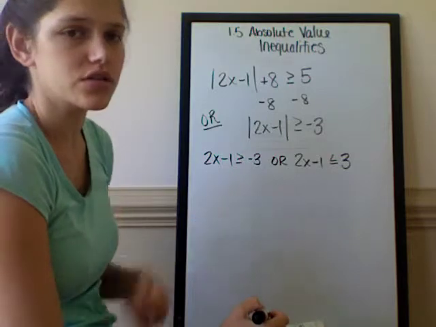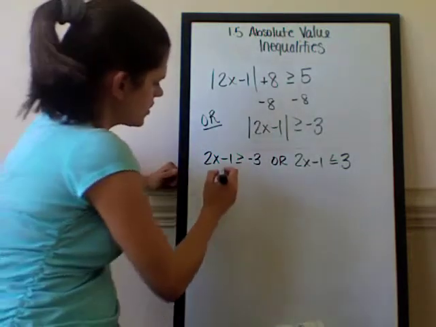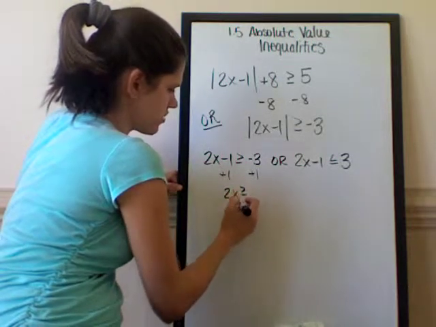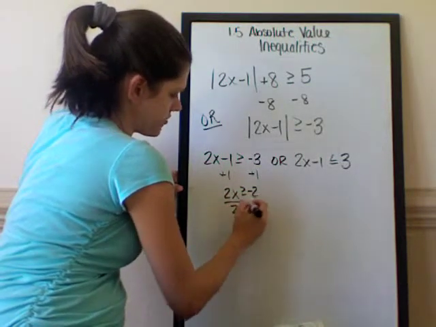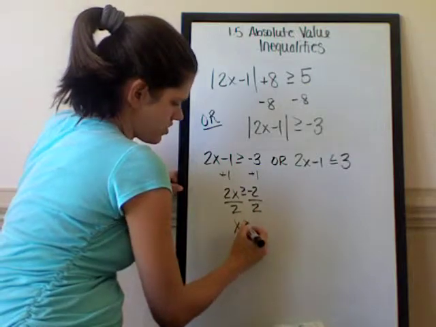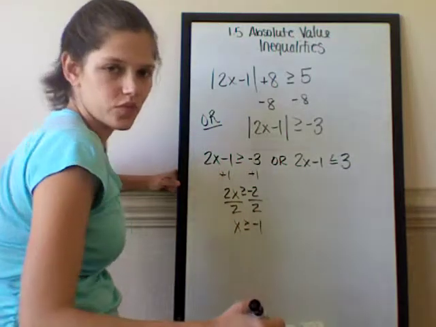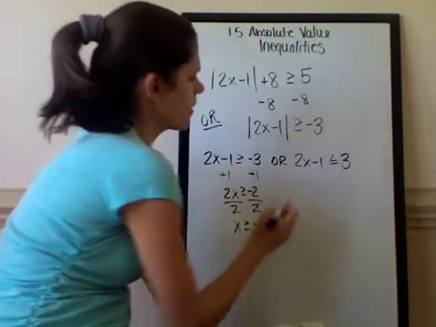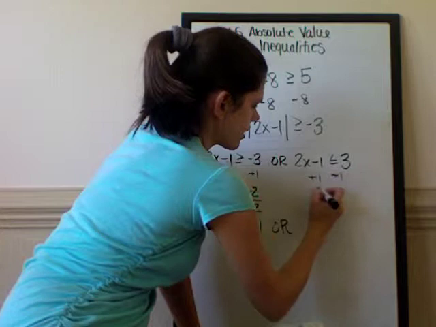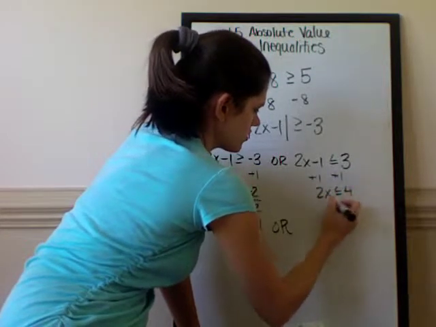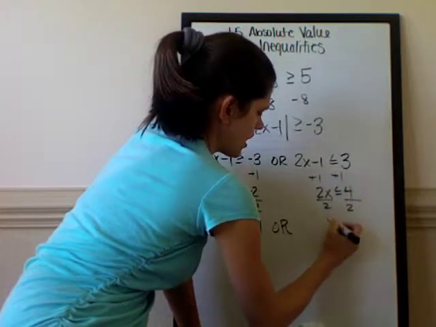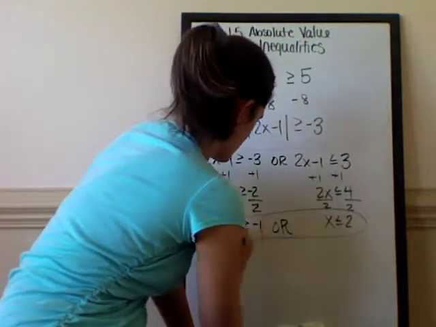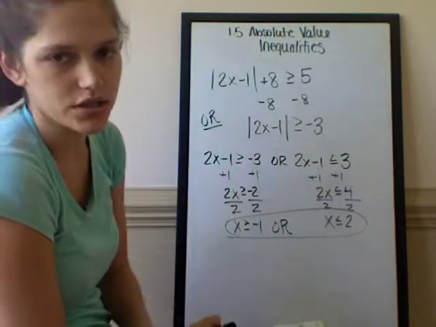And now I'm going to solve these two inequalities out separately. So, adding 1 to both sides gives me 2x is greater than or equal to -2. Dividing by 2, x is greater than or equal to -1. Okay? Now let's do this side. So, or, adding 1, I've got 2x is less than or equal to 4. Dividing by 2, x is less than or equal to 2. So, here is my current solution.